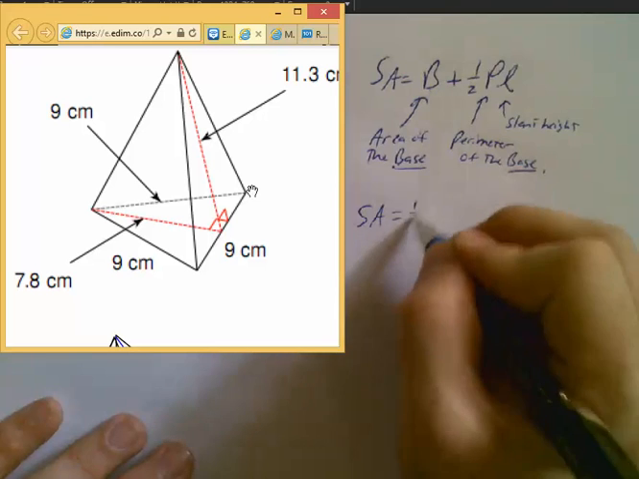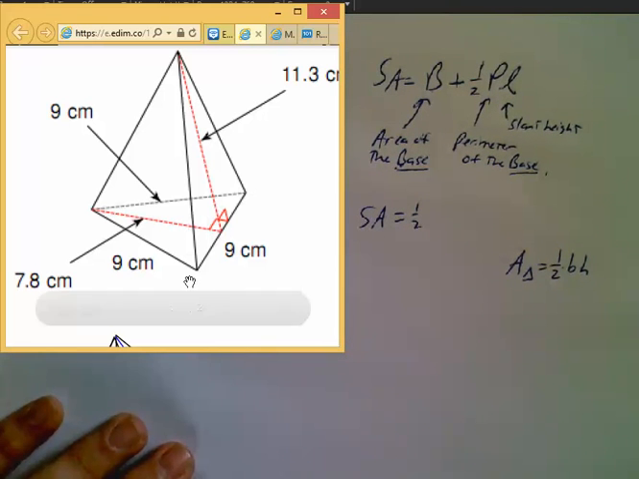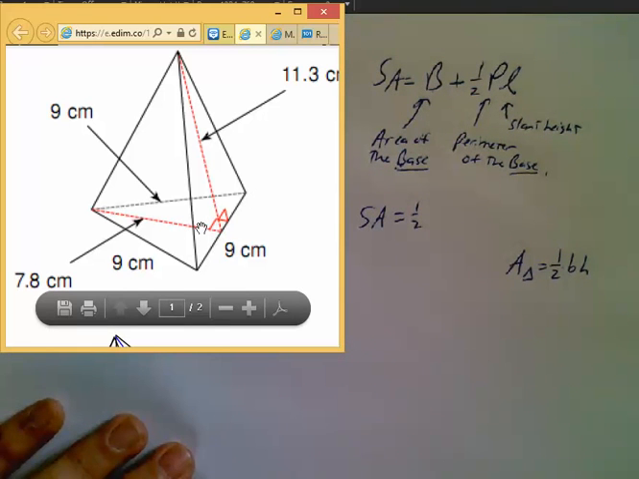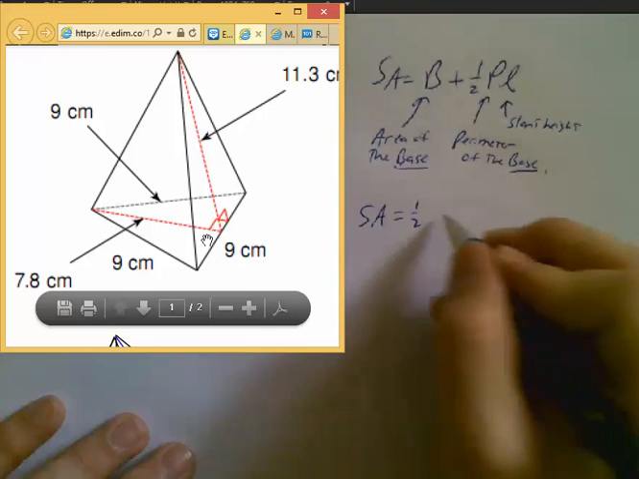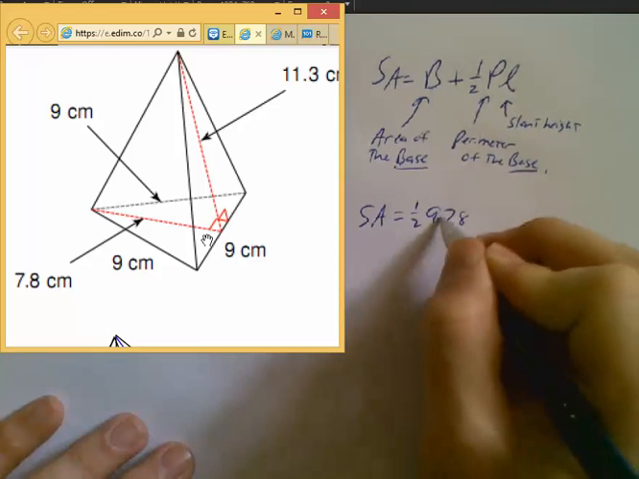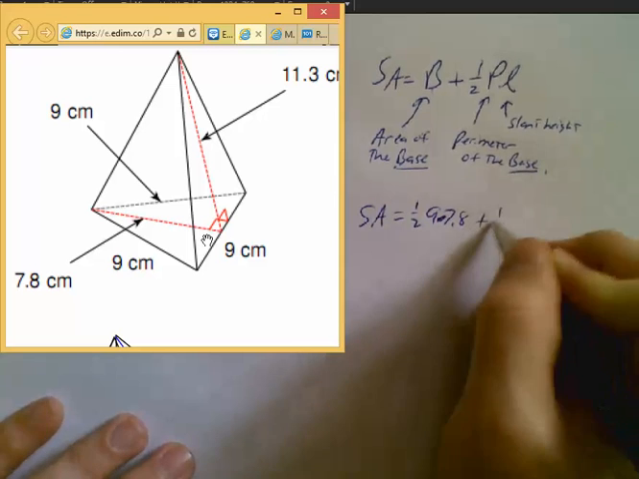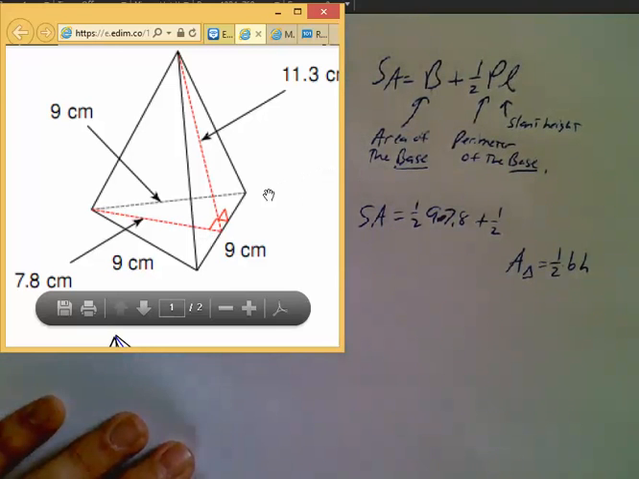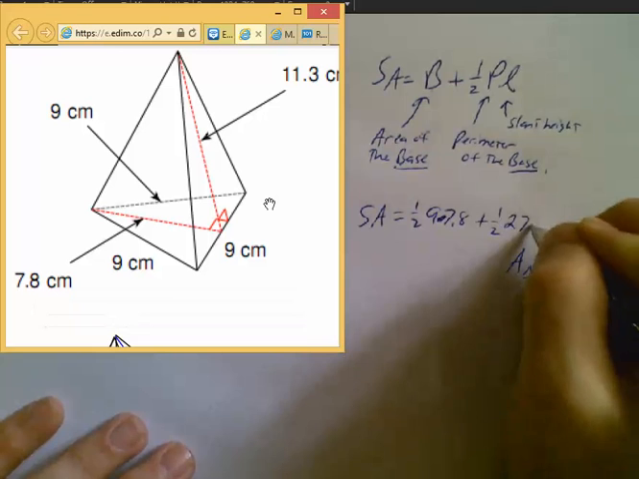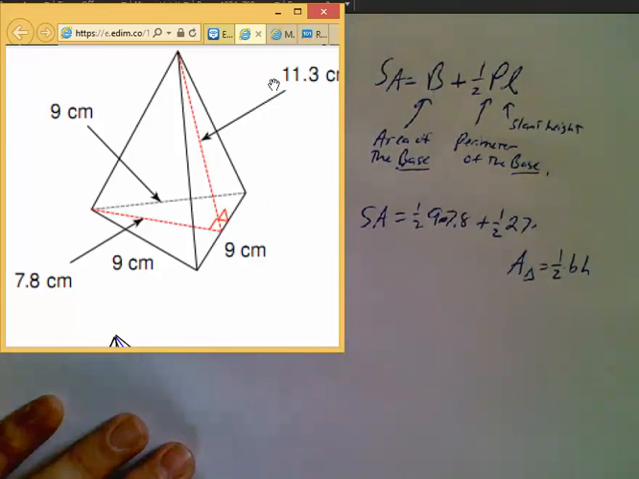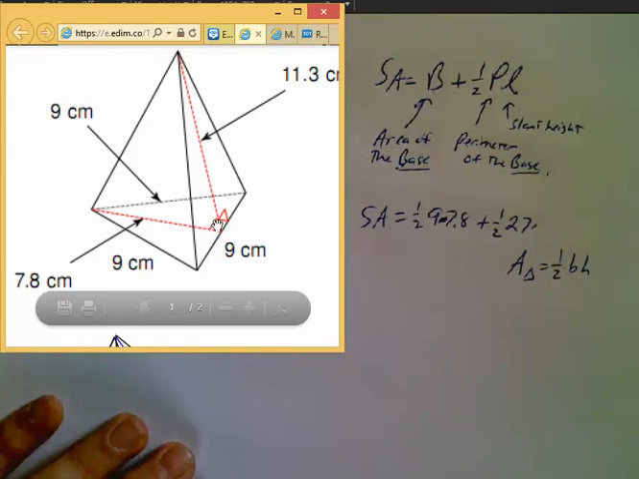So in this case, I'm going to do 1/2. The base of the triangle is 9, and the height of the triangle is 7.8 right here. So 1/2 times 9 times 7.8, plus 1/2 the perimeter of the base, and the perimeter of the base is 9, 9, and 9. So that's 27, times the slant height, which is conveniently given to us at 11.3.